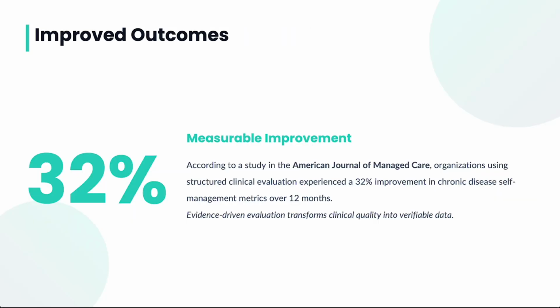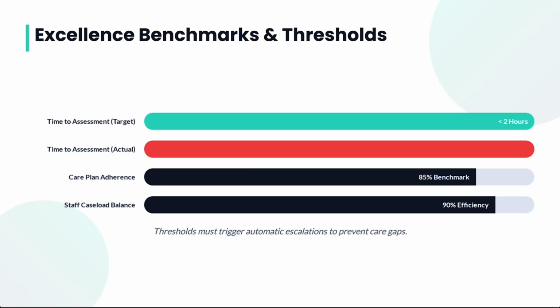According to a study published in the American Journal of Managed Care, organizations using structured clinical evaluation experienced a 32% improvement in chronic disease self-management metrics over 12 months. Let us look at how you balance these metrics in practice.